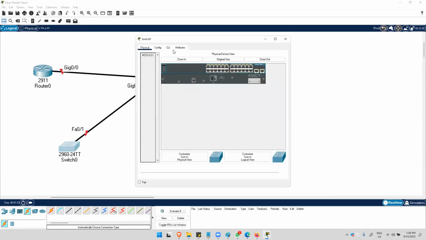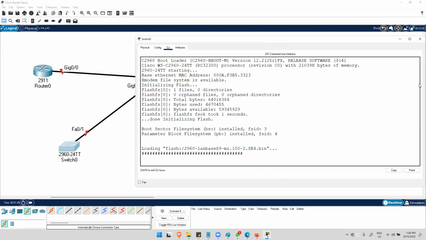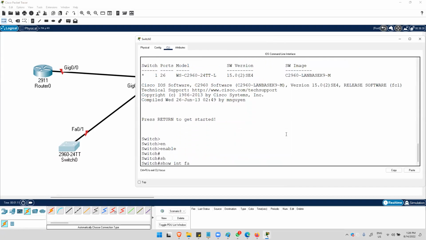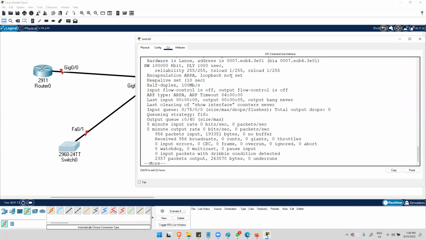Now go to the switch CLI. Wait. Enable, show interface FA 0/1. So how many kilobits now? Now 1 lakh. Clear? So basically we can calculate in kilobits. So 100 MB is the lowest. Yes or no?